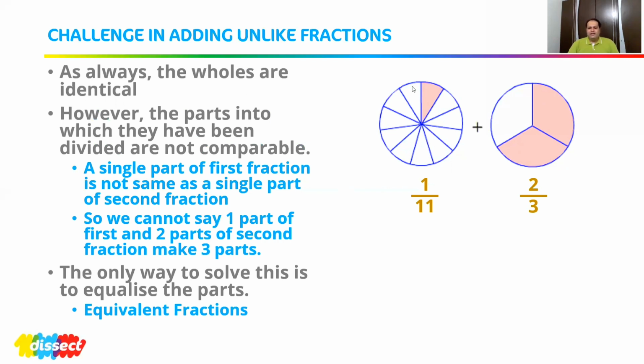Here we have a very small piece. All the other pieces are also very small. Here the pieces are very big and the selected pieces are also very big. So the wholes are identical. However, the parts are not comparable. So a single part from the first fraction is not the same as a single part from the second fraction. So we cannot say that one part of the first fraction and 2 parts of the second fraction make 3 parts. We cannot say that.